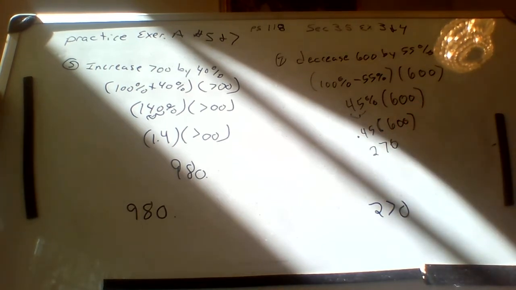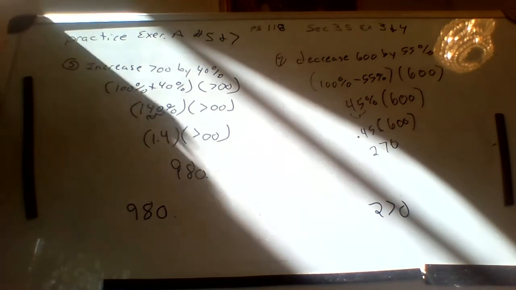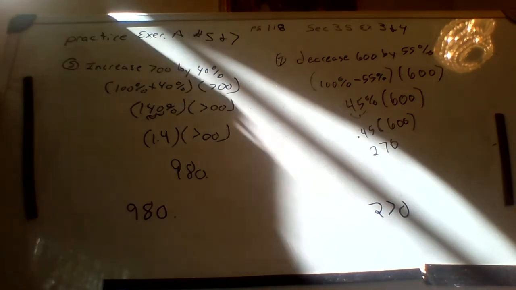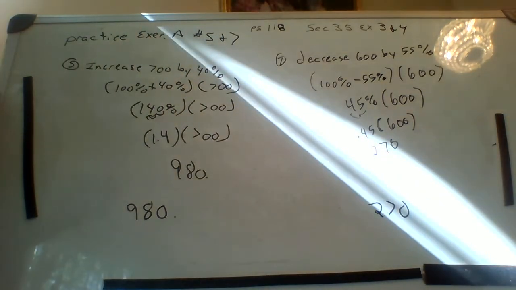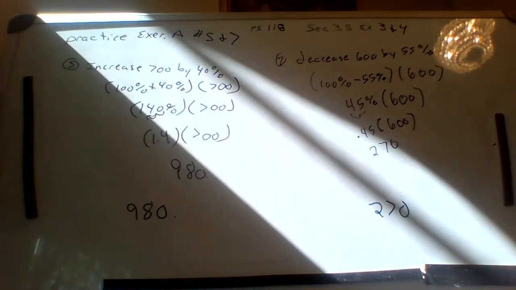So that was pretty straightforward. Now this only works when your increase or decrease has to do with percents, versus money, number of votes, number of books, those kind of things.